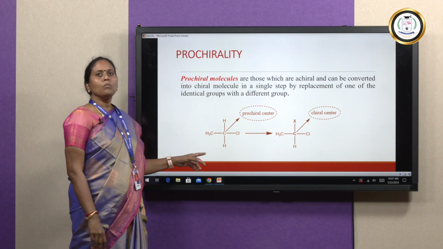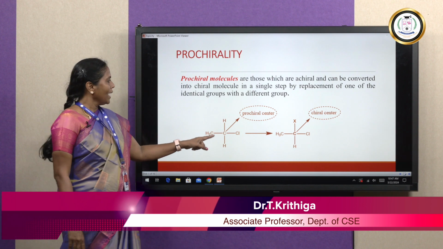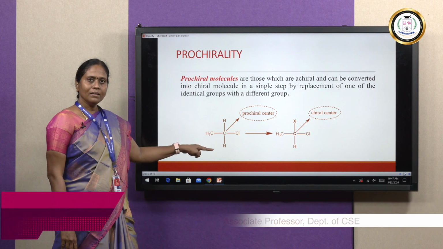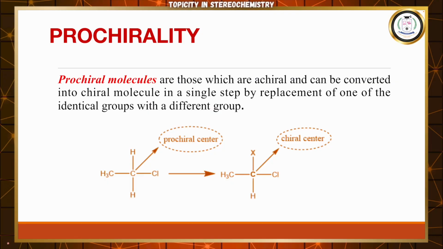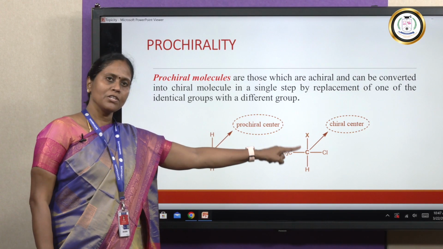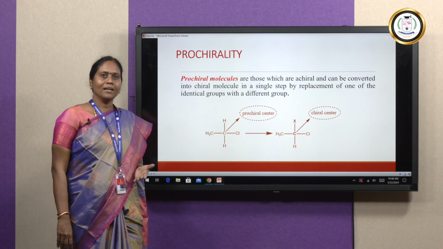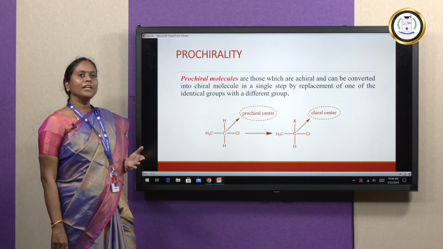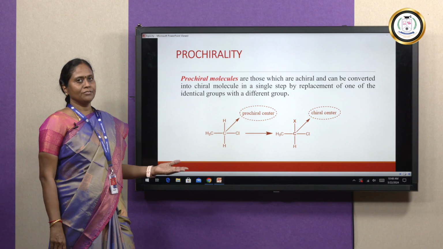So an achiral molecule which is containing a prochiral center will have two identical ligands, so that this is not a stereo center. Now, when we replace one of that hydrogen by another ligand, then this carbon will become a chiral center or a stereogenic center. So, prochiral molecules are those which are achiral and can be converted into chiral molecules in a single step by the replacement of one of the identical groups by a different ligand.